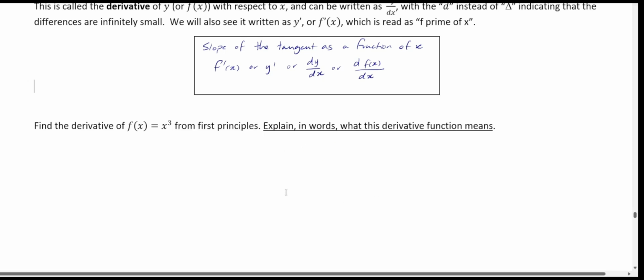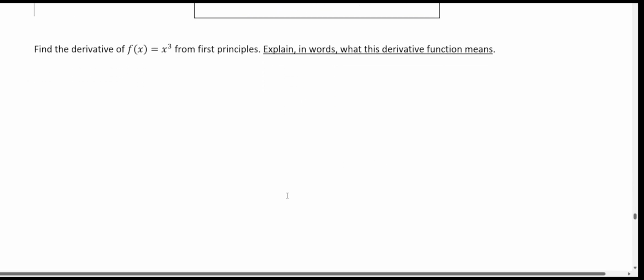First example is saying find the derivative of f of x equals x cubed from first principles. Explain in words what this derivative means. So what we're going to do here is use limits to find the derivative function of f at x equal to x cubed. We can write our f at x right here, and we know that f at x is equal to x cubed, and therefore f at x plus h should be equal to x plus h all cubed.